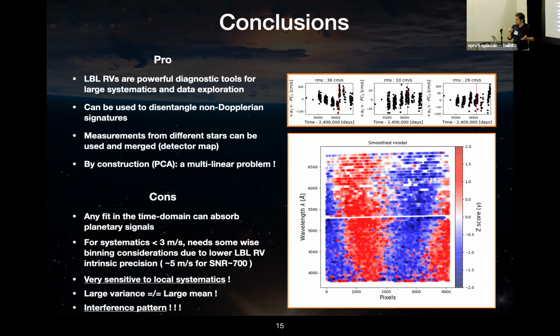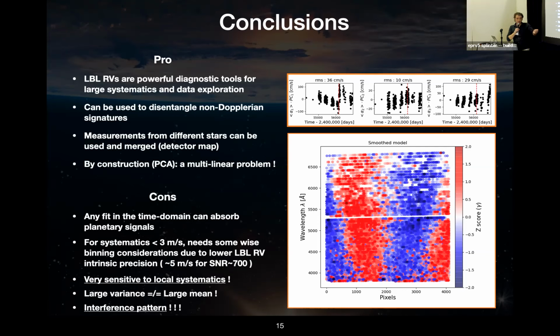Now, of course, there are cons. And I mean, the main con is that you have to fit back the components in the time domain. And so it means that you can absorb signals because you fit in the time domain. So if you don't include the planet in your fit, you will absorb it, of course. And also it's actually very sensitive to local systematics. So you have to correct for all the issues on each line-by-line radial velocity.